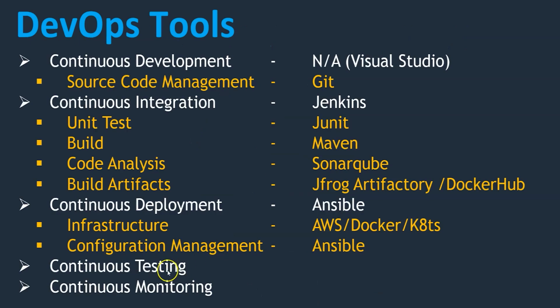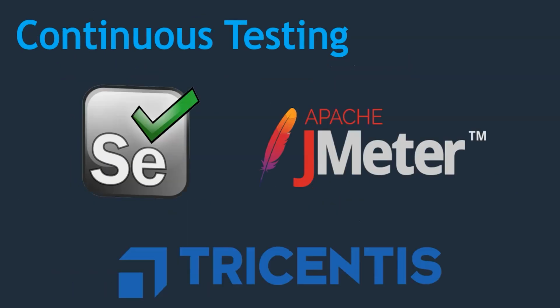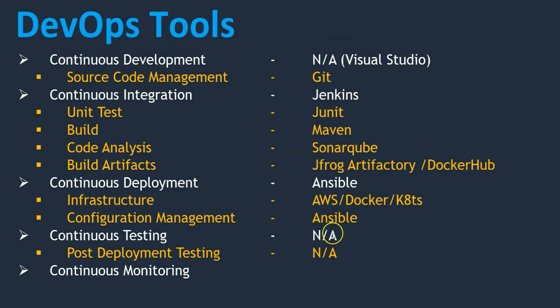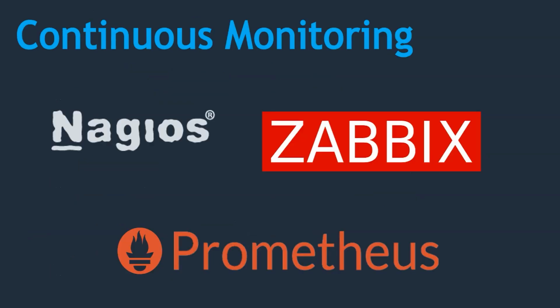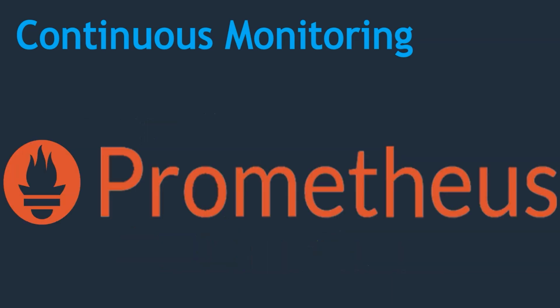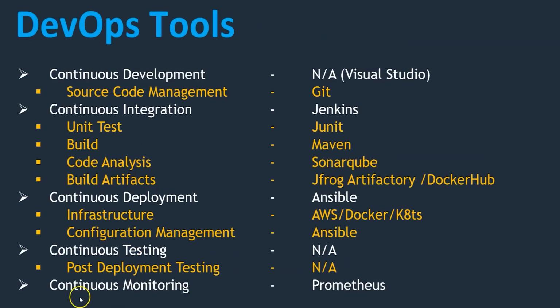Then continuous testing. Here most of the cases testing is done by separate team. So even though it is part of DevOps flow, we don't maintain the testing because again it is huge. So if we see the continuous testing, Selenium, Apache JMeter, Tricentis, so these are the continuous testing tools. So we are not dealing with these continuous testing tools. So we can skip it. Then continuous monitoring. Under monitoring, we have Nagios, Zabbix, Prometheus. Among these, we are going to choose Prometheus. So under continuous monitoring, we are going to deal with Prometheus.